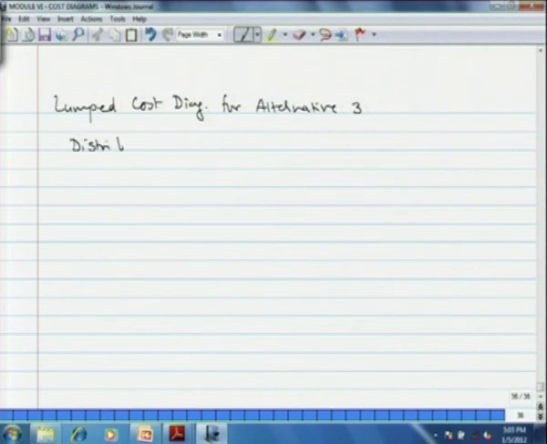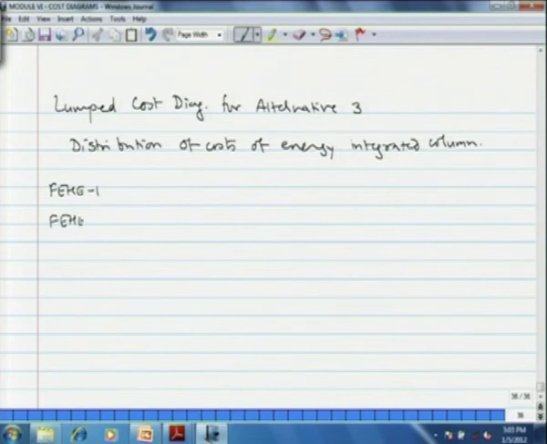We first see the distribution of cost of the energy integrated column: FEHE1, FEHE2 and benzene reboiler. And now I directly give the cost. The total cost 40, 40 and 20, so that is distributed among stream 1 and stream 2.